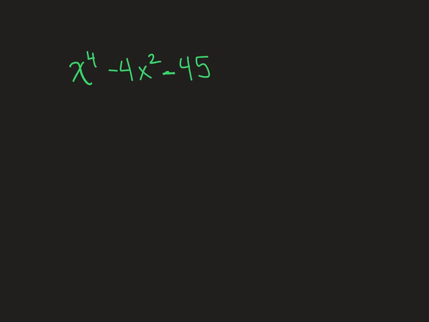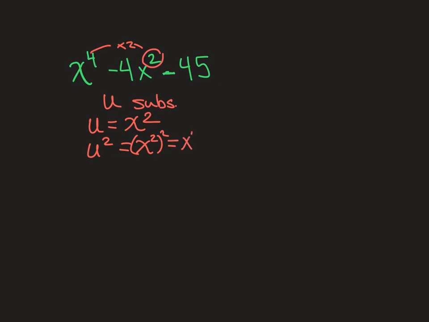And here's the key. When this power times 2 makes this power, we use what's called a U substitution. So what I'm going to do is I'm going to let U equal x squared, and then U squared is equal to x squared squared, or x to the 4th. I'm going to rewrite my problem. X to the 4th is called U squared, minus 4 x squared is now just called a U, minus 45.